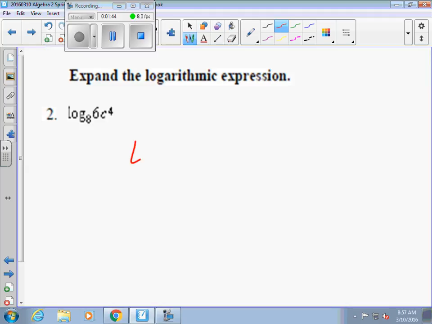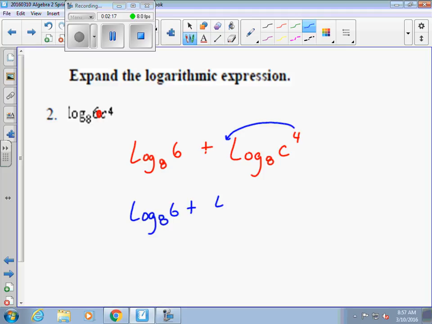So you're going to write it as log base 8 of 6 plus, because again, this multiplication right here pairs with addition, plus log base 8 of c to the 4th. But there's one more thing to do, since that's that 4th up there, that exponent. Remember, you want to move that exponent into the coefficient position. You want to move that up front right here. So what it turns out being log base 8 of 6, just like that, plus 4 times log base 8 of c. There it is written as an expanded logarithm.